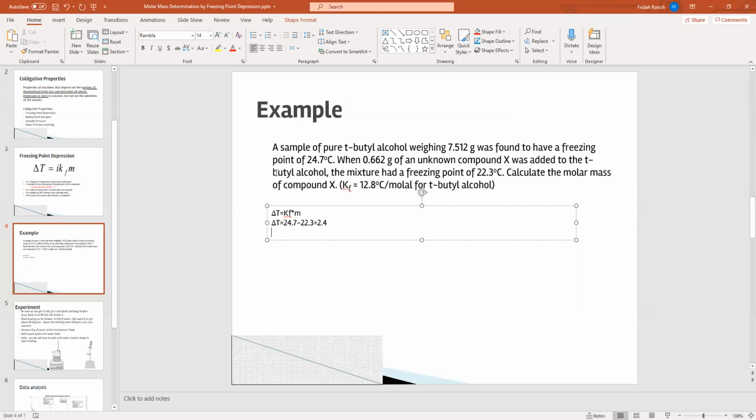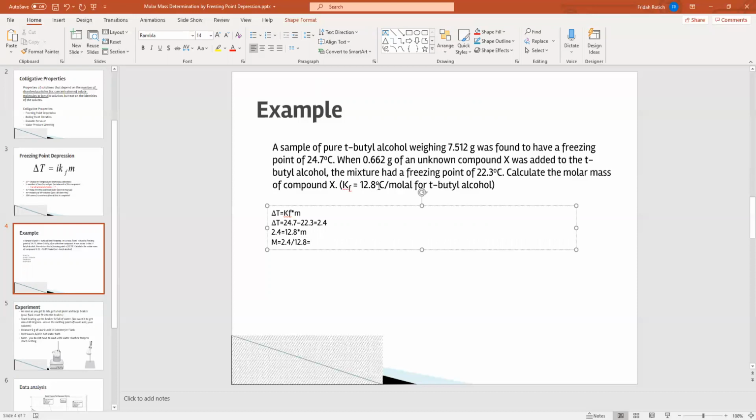So going back to our equation, we have the value of our change in temperature. We also have the value of the molar freezing point constant. And that means we are only missing the molality value. And we can say 2.4 is equal to 12.8 times the molality value, which we are going to find. So to find the molality value, you just take the 2.4 and divide it by the 12.8, which is your molar freezing point constant given for t-butyl alcohol.